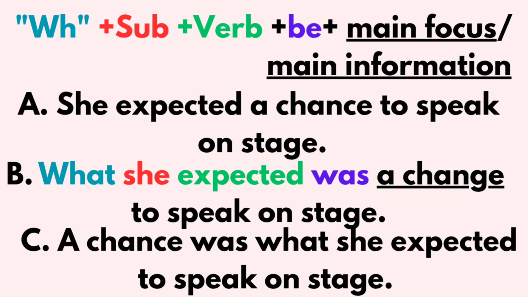And maybe you must be thinking, do we have to use only what? No. Instead of using what, you can use where, whom, all WH form words. It depends on the main focus, okay? She expected a chance to speak on stage. What she expected was a chance to speak on stage. You always follow the structure. If you don't want to follow the structure, use the normal sentence. Okay? We'll see another two examples.